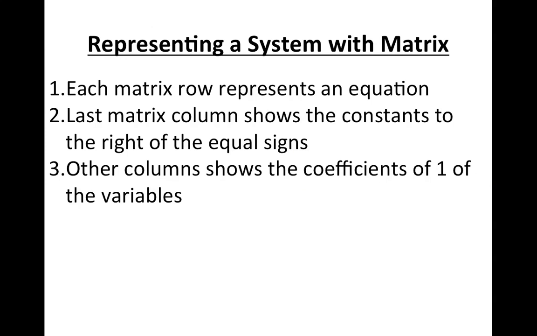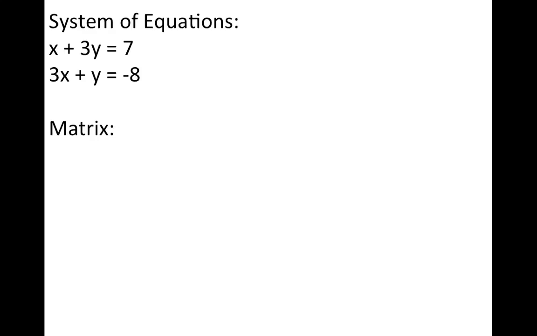So when we represent a system with a matrix, each matrix row represents an equation. The last matrix column shows the constants to the right of the equal sign, and other columns show the coefficients of one of the variables. So if we were to represent this system of equations as a matrix, we would draw our matrix box. We draw a line down partway through our matrix to represent our equal to sign. And again, we only write the coefficients.